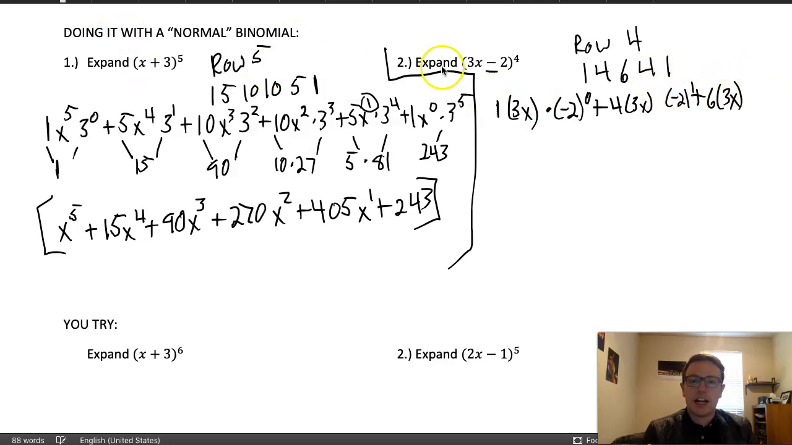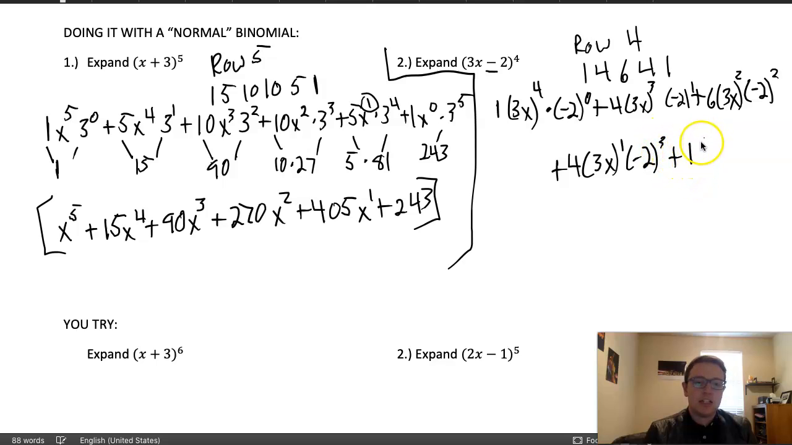We start with our highest power. So instead of having 5, we start off with 3x to the 4. We go to 3x to the 3, then 3x to the 2. And this term is also going to be multiplied by negative 2 squared. Our next coefficient is 4. We go down 1 power in 3x, so that's 3x to the 1. And we'll have negative 2 cubed. Then our final will be 1 times 3x to the 0 times negative 2 to the 4th.